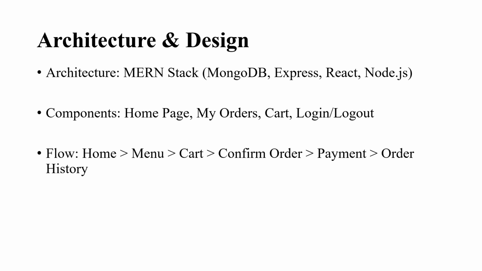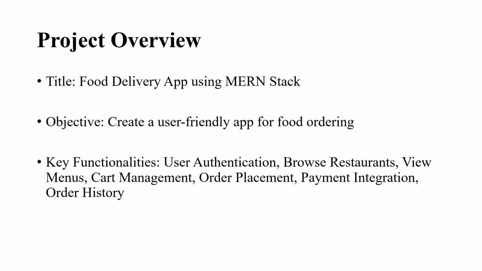And then coming to architecture, it was all about the MERN stack, that would include MongoDB, Express, React, and Node.js. And when it comes to components, it's a home page, my orders page, cart, and login logout page. So these are the four main pages that have been created. And then the flow is, first we'll go to the home page, and then we can browse the menu, and then we can add things to the cart, and then later we can confirm the order, thereby paying. And then the order will be delivered. That order history will be shown on the page.